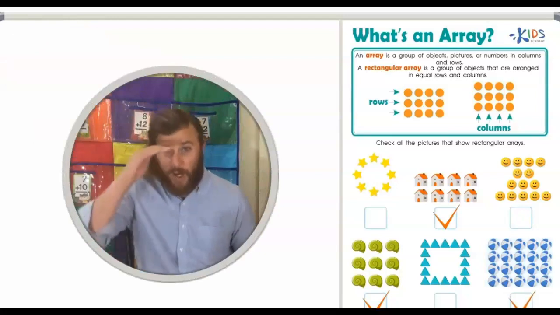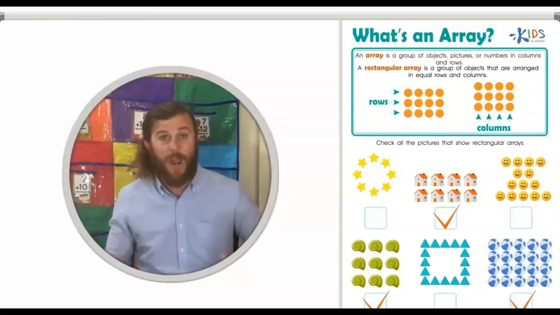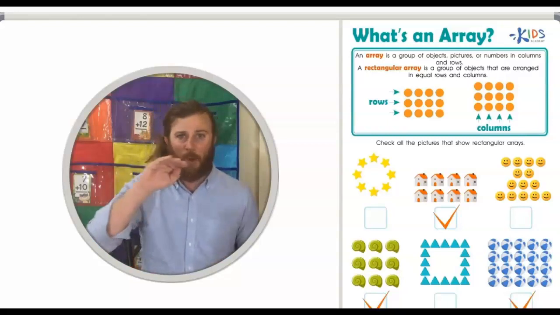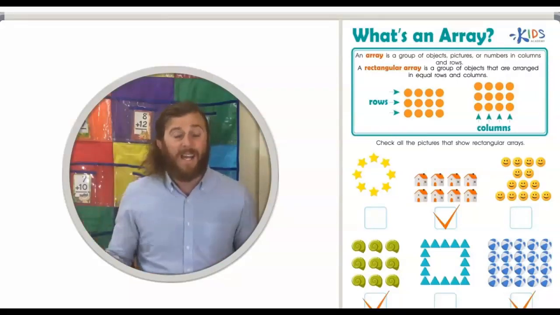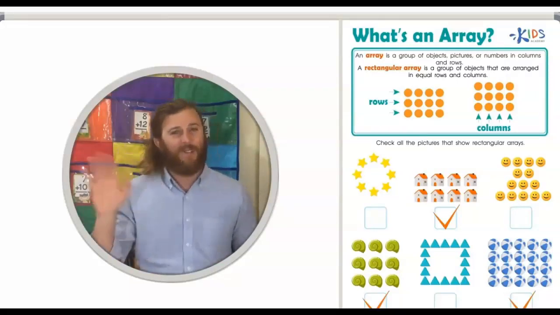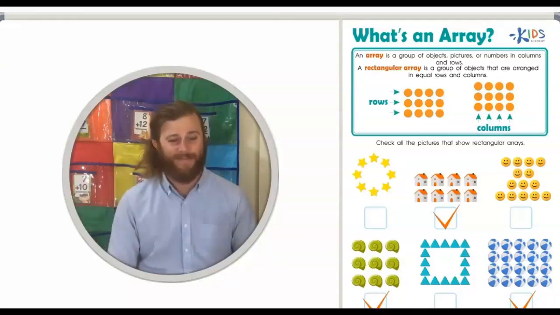Remember, boys and girls, when you're looking to see if an object is an array or not, make sure it has an equal number in each row and an equal number in each column. Thanks for watching. I'll see you next time.